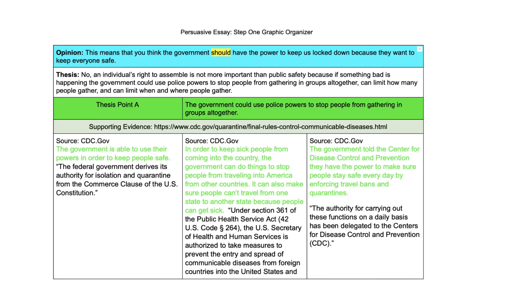And in a standard 5-paragraph essay, you have your introductory paragraph where your opinion, which is in the blue box, and your thesis are. Your thesis is broken up into 3 parts: Part A, Part B, and Part C. This is all explained in the video that I did on the persuasive essay.